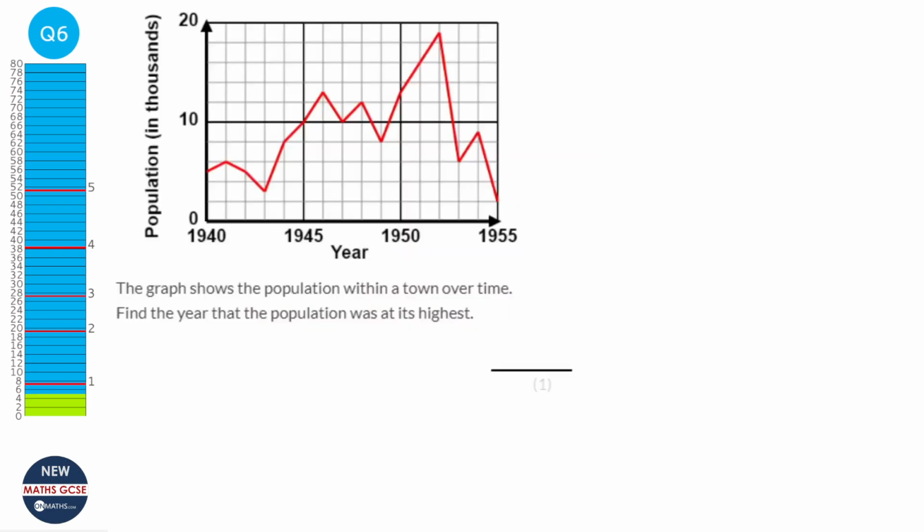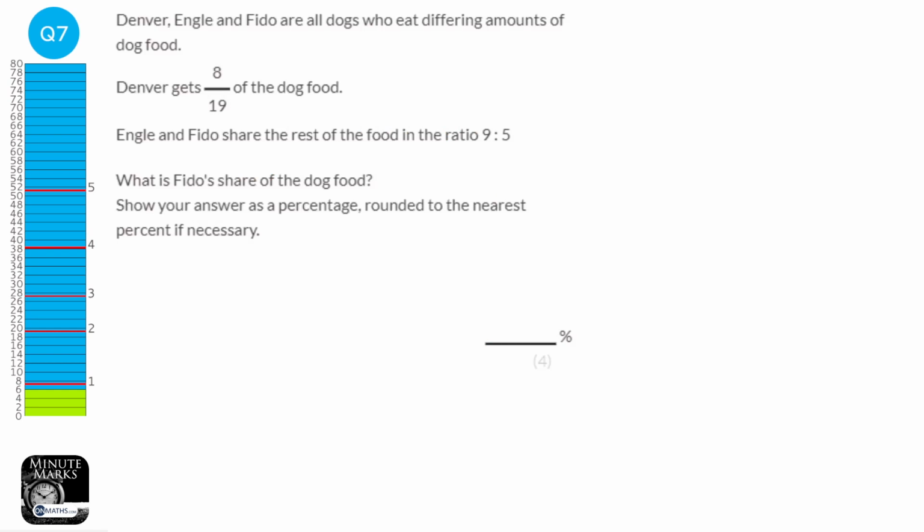So what we need to do is find out where the graph is at its highest, and it's highest here. If we go down from there, we find out what year it is. These years seem to be going up in 1s, so that's 1950, 1951, 1952. So the answer would be 1952.